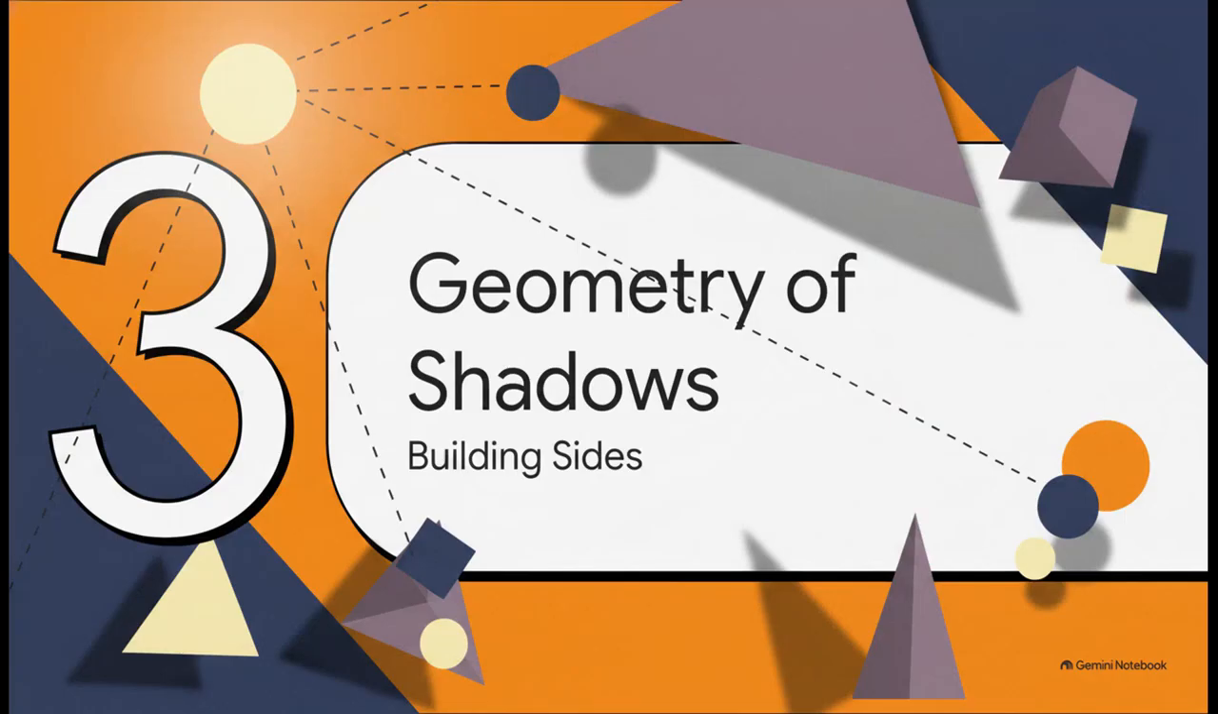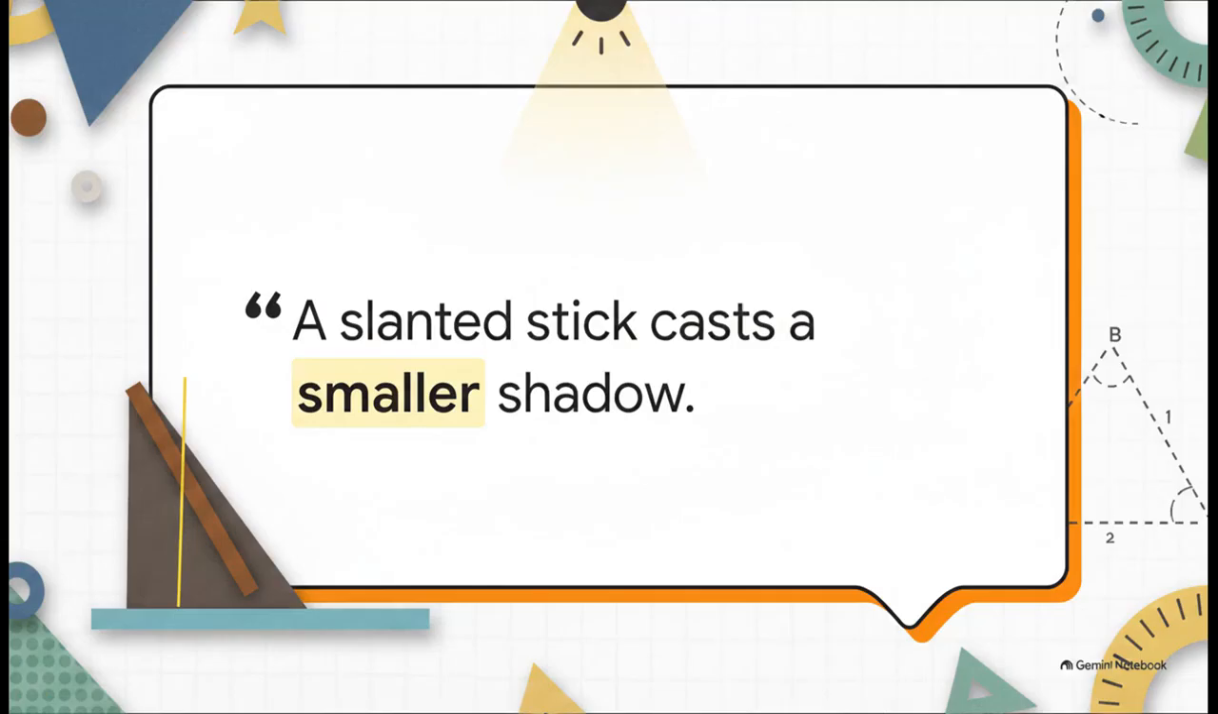Which takes us to section 3, the geometry of shadows and building sides from projections. The source material gives us this wonderfully evocative quote: "A slanted stick casts a smaller shadow." Think about what a projection actually is for a second. Imagine shining a flashlight straight down onto a flat line. If you hold a stick at a slant, the shadow it casts on the ground is obviously shorter than the stick itself. In trigonometry, that shadow is called a projection. And understanding that completely changes how we can calculate a triangle's sides.